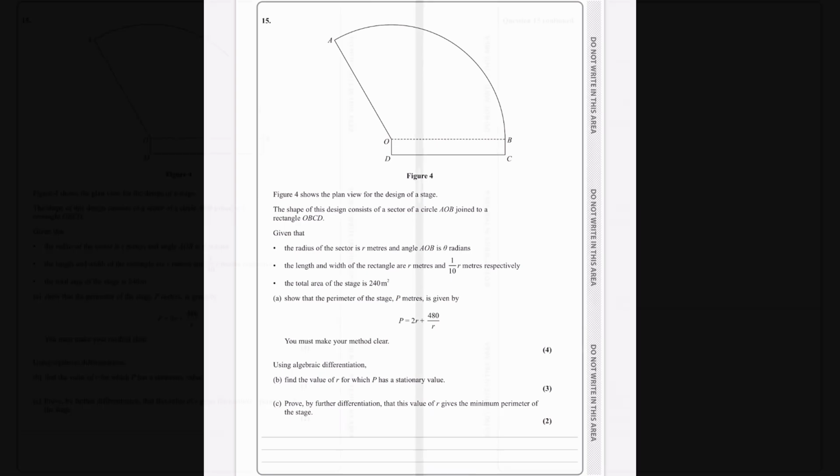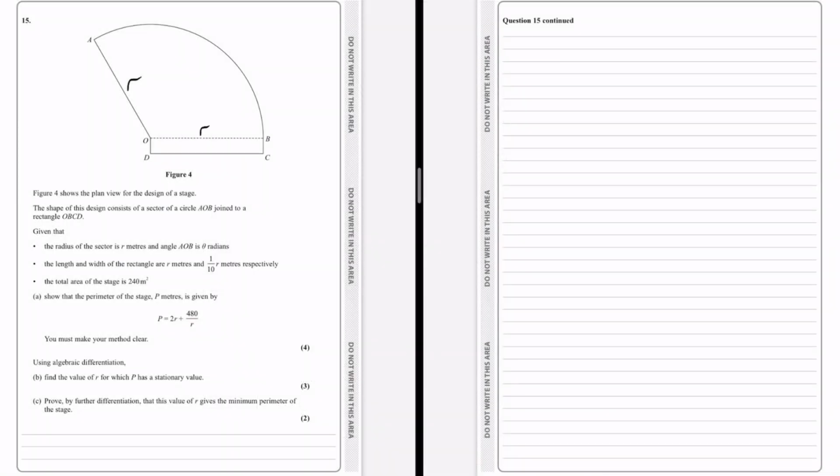Question 15. Well, it tells us that the area of this shape is 240. So I'm going to start with constructing an expression for the area. There's my theta, my 2 r's, and my 1/10 r. Well, the area is going to be, using my radians formula, theta over 2 r squared, plus, and then a 1/10 r times r is a 1/10 r squared. That's going to be equal to 240.